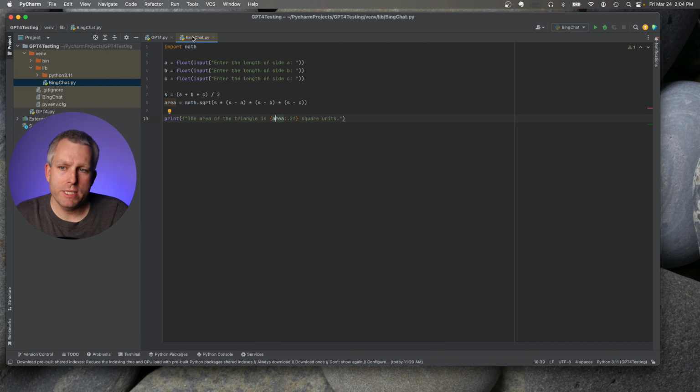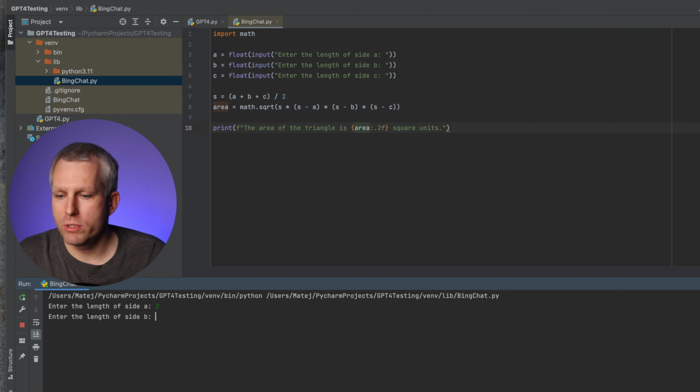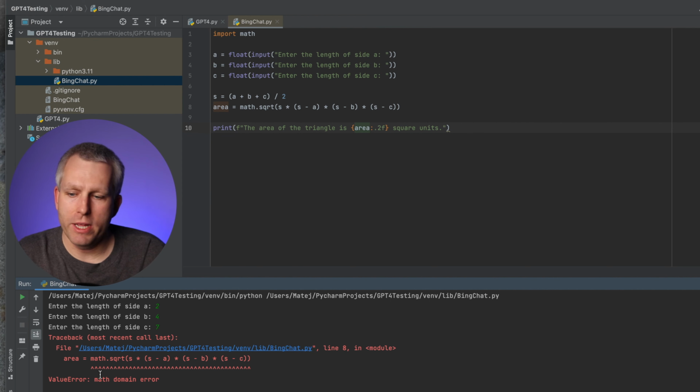So let's try the same example with the Bing Chat code. So we'll run that one. Side A is 2, side B is 4, and then side C is 7. And when you execute that, it gives you an error.